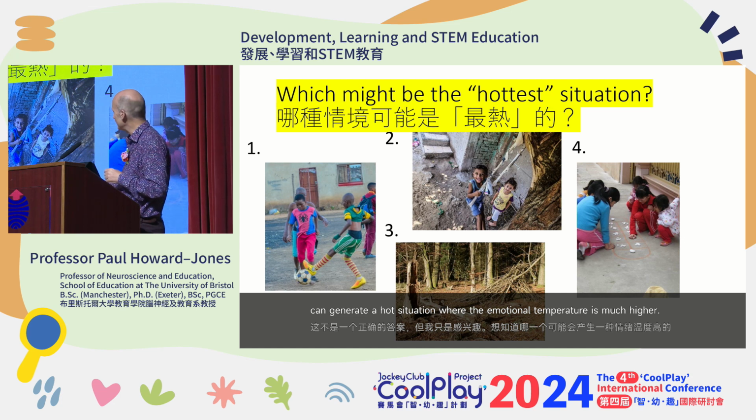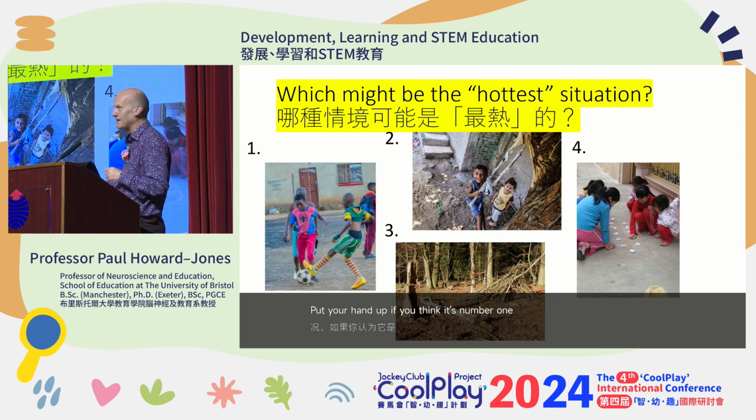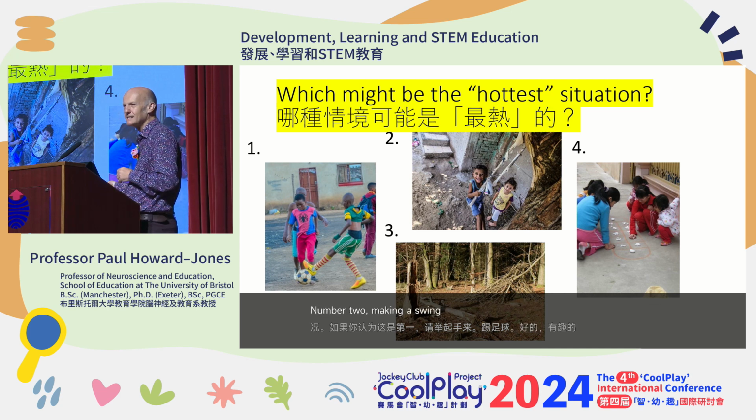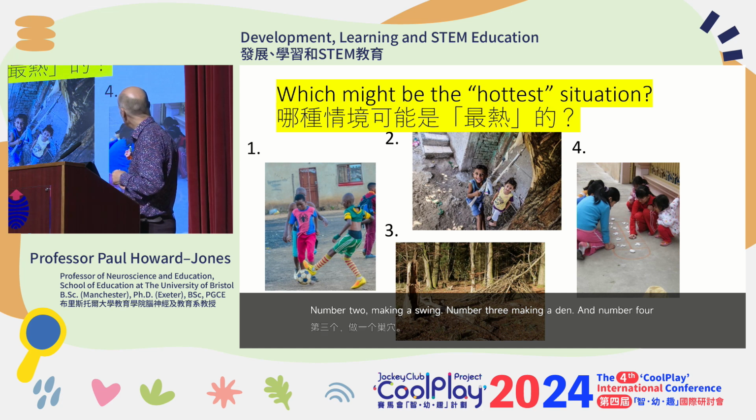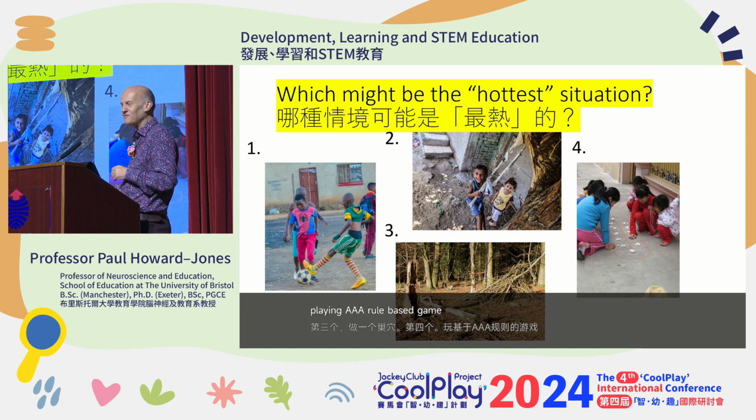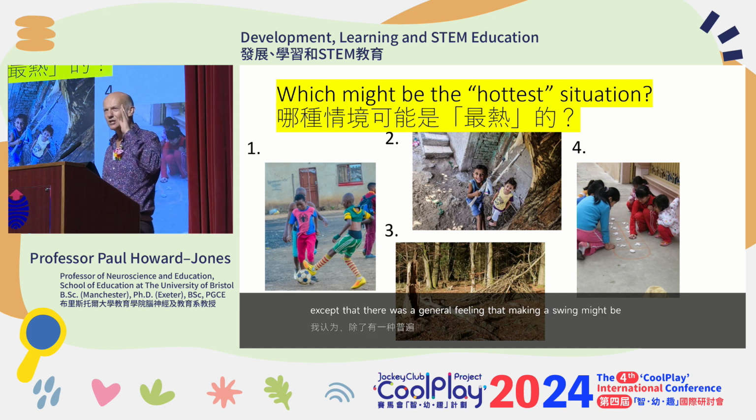Put your hand up if you think it's number 1, playing football. Okay, interesting. Number 2, making a swing. Okay. Number 3, making a den. And number 4, playing a rule-based game. Okay, so that was fairly evenly distributed, I think, except that there was a general feeling that making a swing might be a cooler situation, which I can sort of understand.